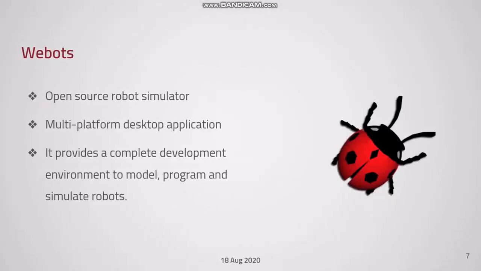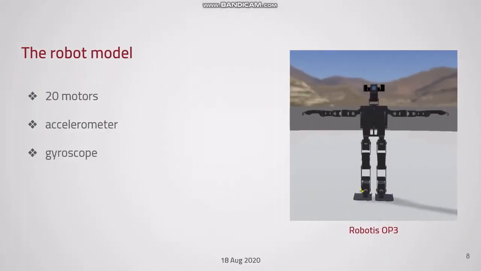The simulation tool we used is called Webots. It is an open source robot simulator. It is multi-platform. It provides a complete development environment to model, program, and simulate robots. The robot model that we used in the simulation tool is called Robotis OP3. It is manufactured by the Korean company Robotis. It contains 20 motors, 6 per leg, 3 per arm, and 2 in the head. It also contains an accelerometer and a gyroscope sensor.